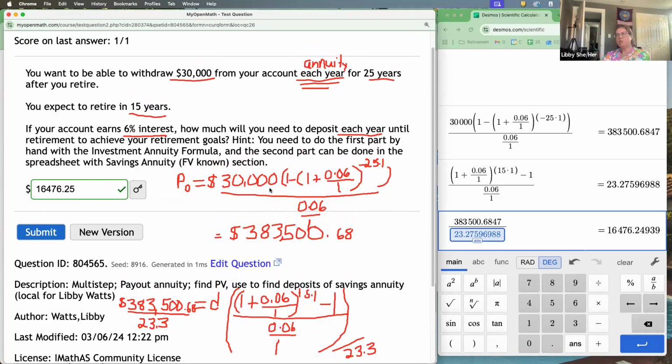So it's a two-part problem. You have to use both annuity formulas. Use P sub 0 first, then P sub n, and then you have your answer. So I hope that helps. And that's it.